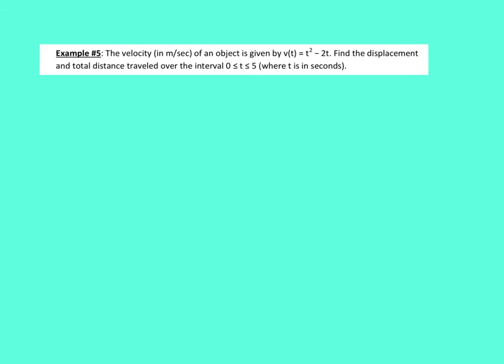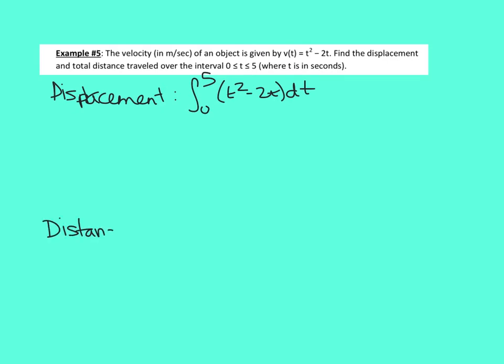So remember, to find displacement, we are going to do the integral from 0 to 5 of v of t, t squared minus 2t. We just are going to calculate it as is right there. To find the distance, distance is a little bit harder. You are going to be finding the integral of the absolute value of this function. So let's do the displacement first. That one's a little easier. I am going to draw the graph of this because I think it'll be a little bit helpful, especially when we talk about distance.